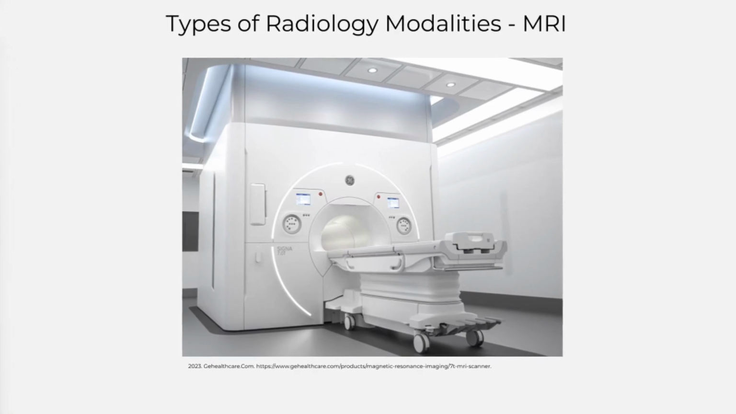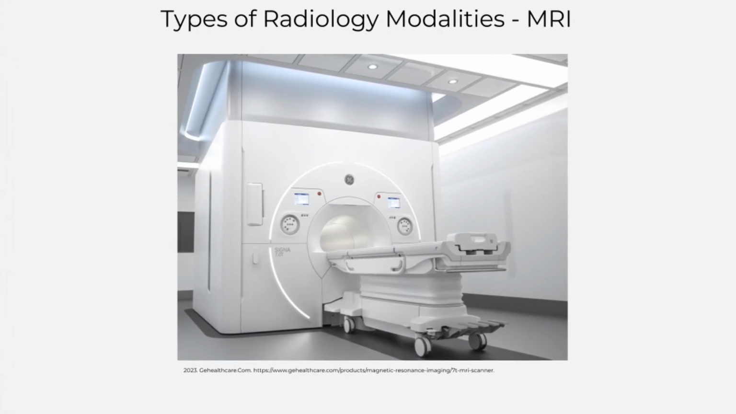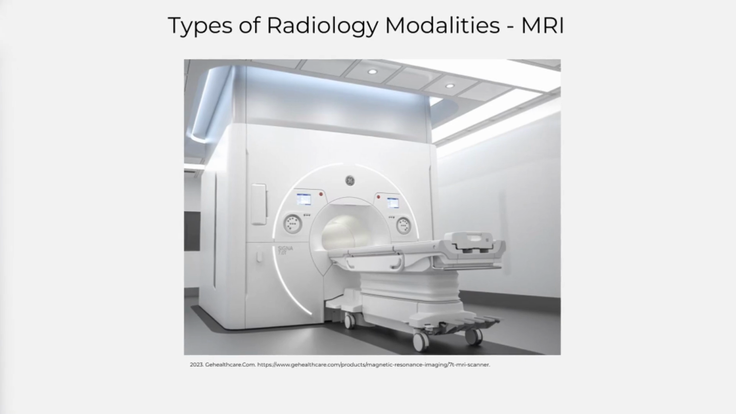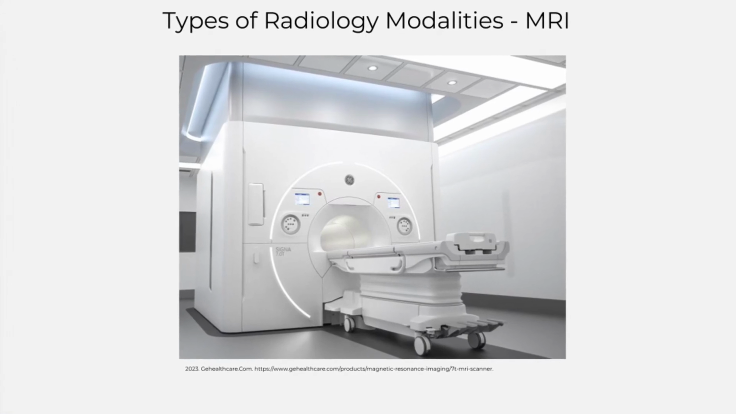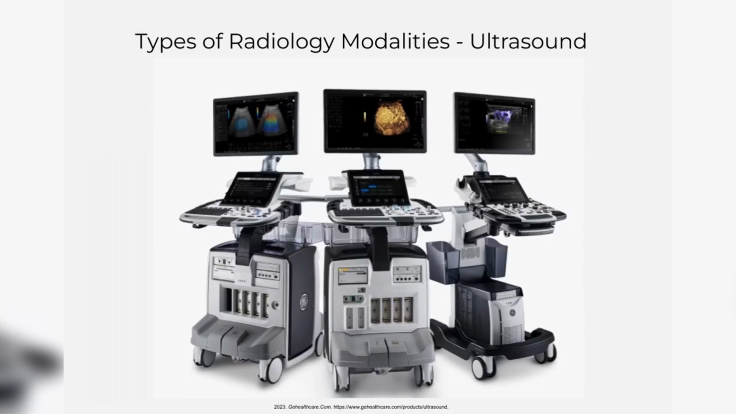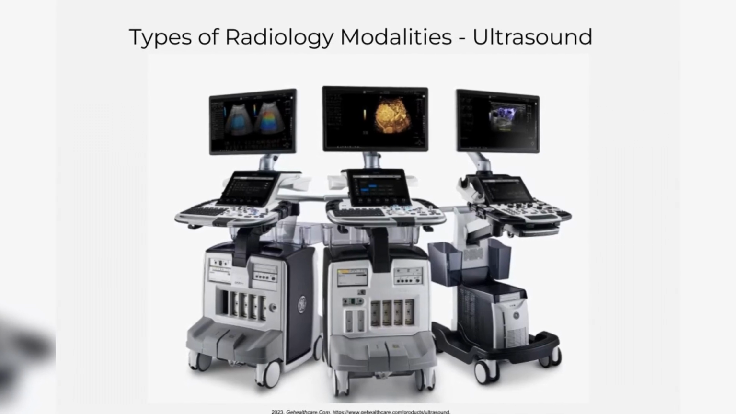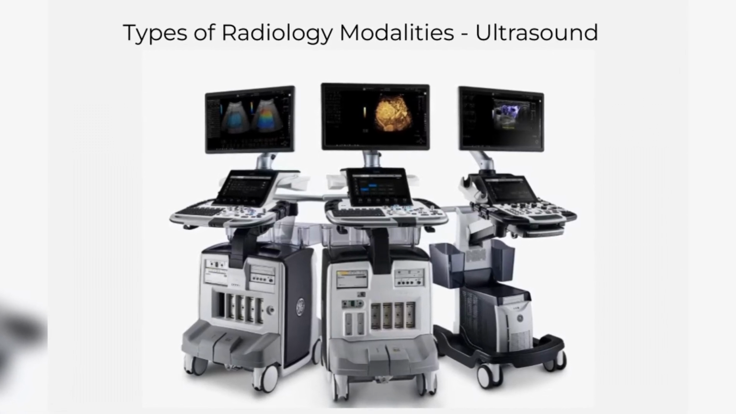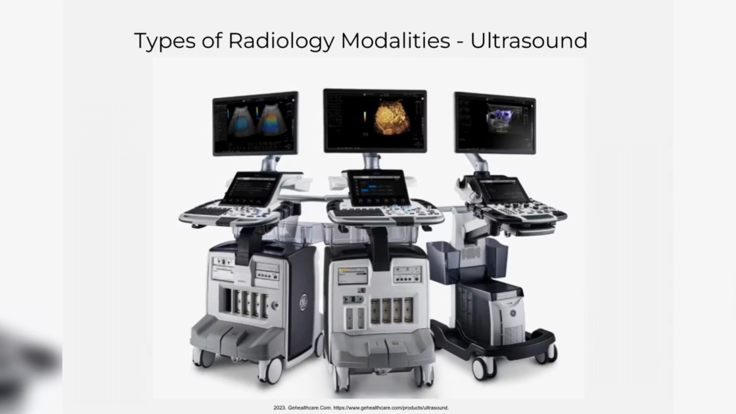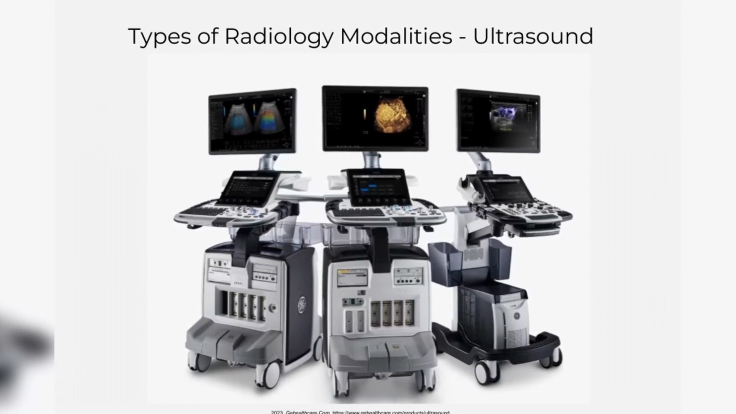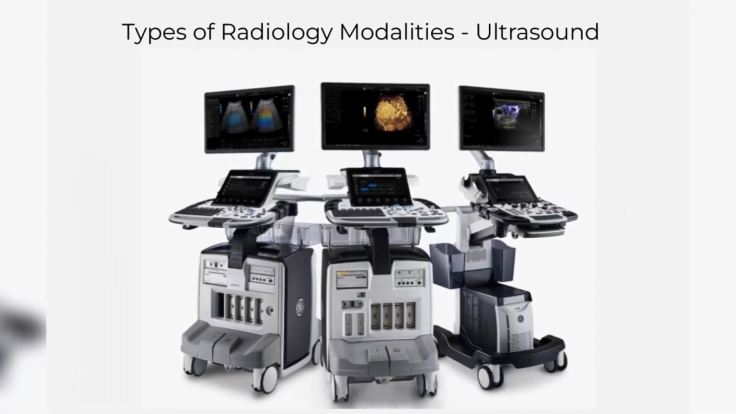Magnetic resonance imaging uses magnets and radio waves to create images of the body's soft tissues. Some machines can even capture brain activity. Ultrasound uses sound waves to create images. It's often used to check on pregnancies, blood flow, or organs. Some types of ultrasound include 3D imaging and heart scans.